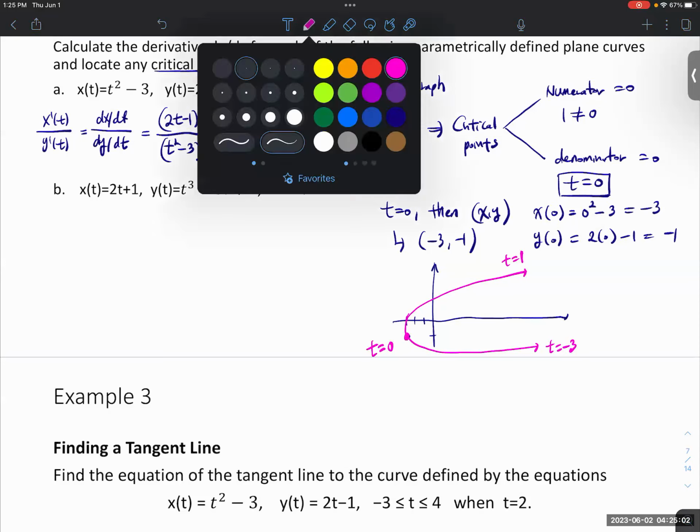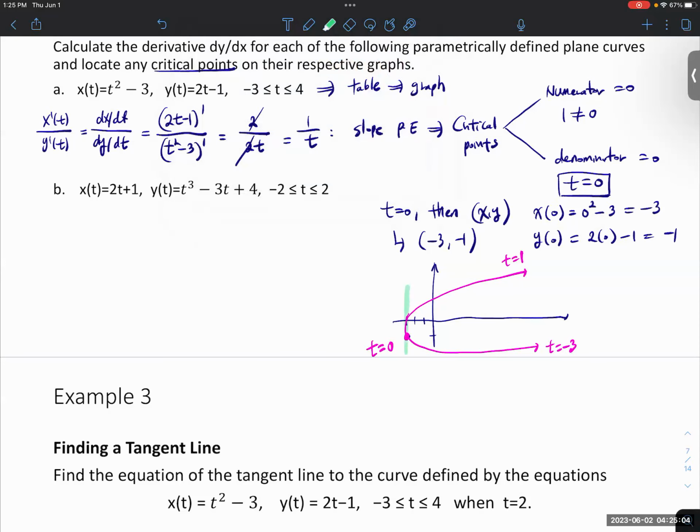What does it mean exactly? This is your critical point. There's no more points after negative 3 comma negative 1. On the right side, on the left side, there's no point. So this is exactly a critical point. It's not going continuously forever. They stop at the moment. Okay, so you can check it out.